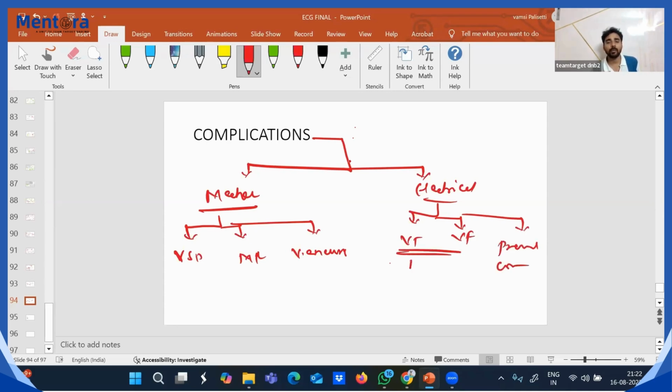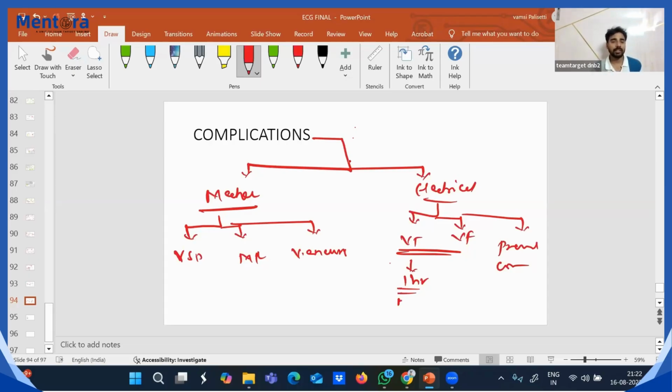This VT, VF is more common within 1 hour, so the more common cause of sudden cardiac arrest is VT, VF. Right? So this is what you have to discuss in the complications. Don't say complications like hypotension or bradycardia. Those are not clear. Be specific. Mechanical: VSD, MR, and ventricular aneurysm, and electrical is VT, VF.